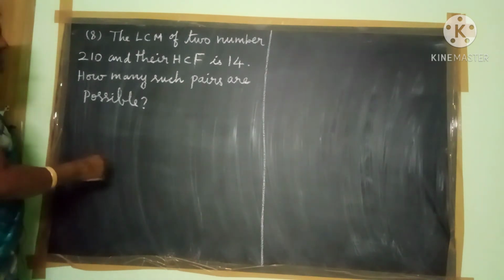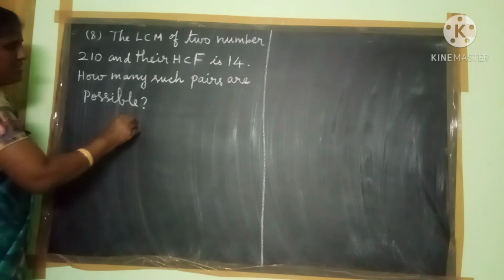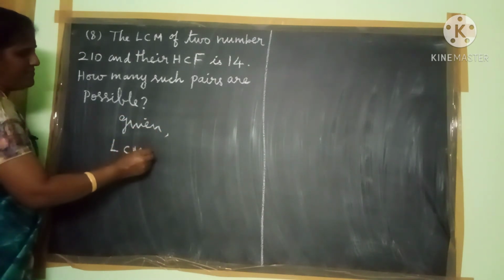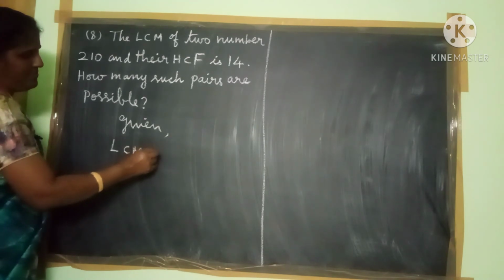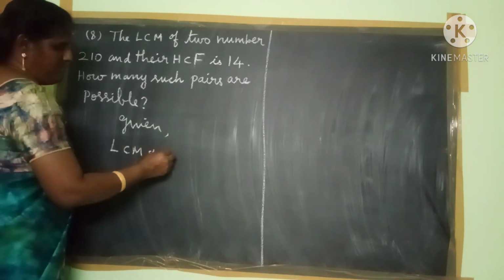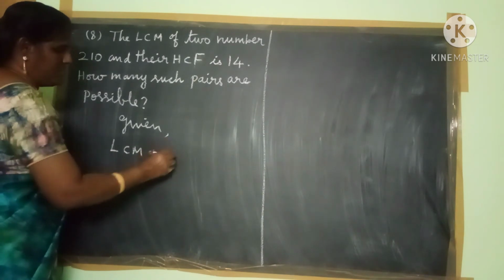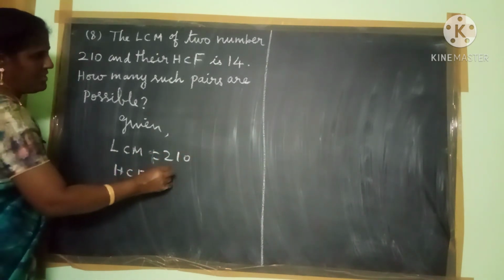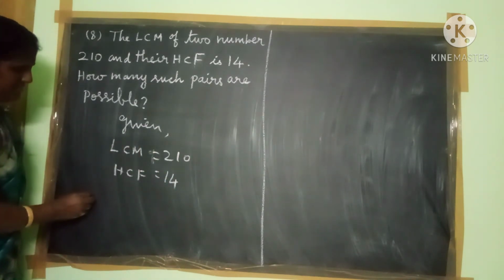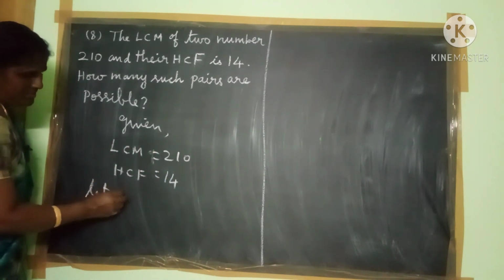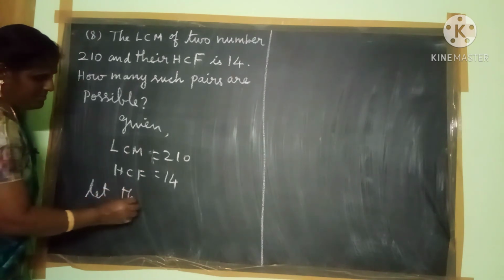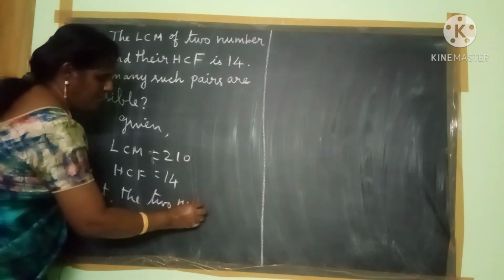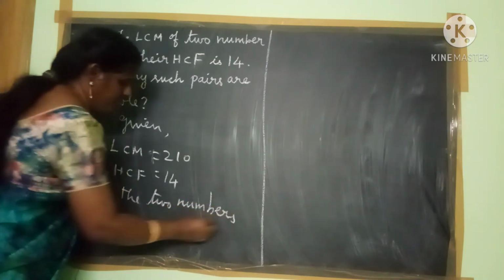So here what is given? First of all, write the given. Given: LCM of the numbers is equal to 210 and HCF is equal to 14. Okay, well, let us take the two numbers. Let the two numbers be A and B.